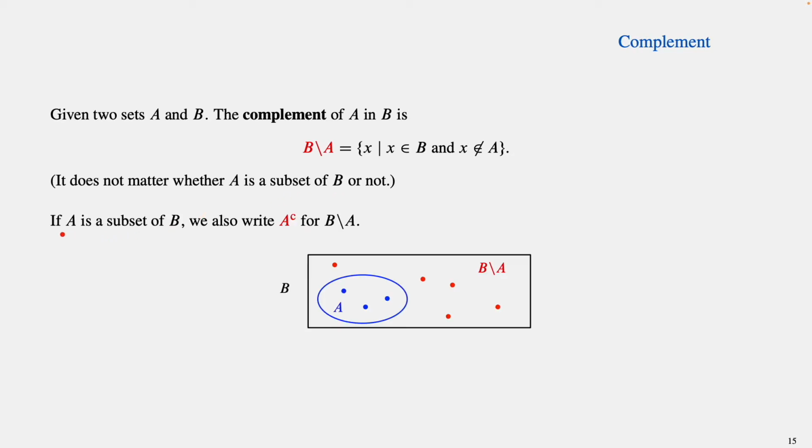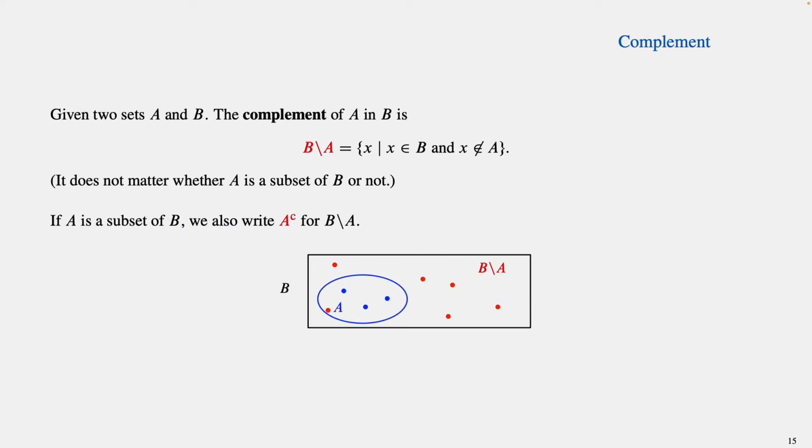So if A is a subset of B, however, then we can use this special notation here, A^C, so C standing for complement, instead of B backslash A. Now, this notation only makes sense if it is clear what the ambient set B is supposed to be. So the first notation is always clear because it explicitly refers to where we take the elements from and where we forbid the elements from. And this notation is maybe a bit shorter, but can only be used if it's clear which ambient set B we are referring to.